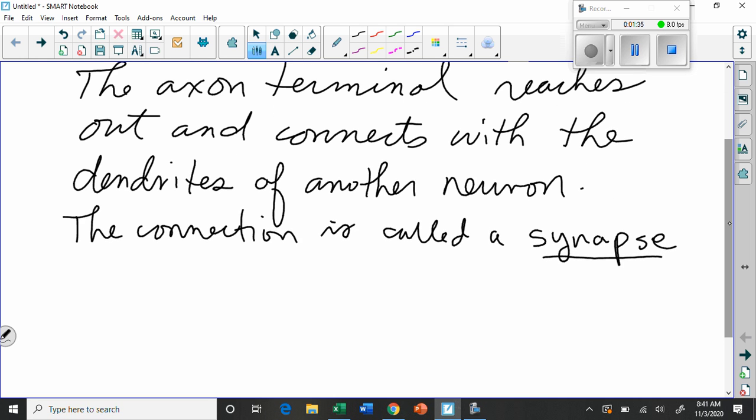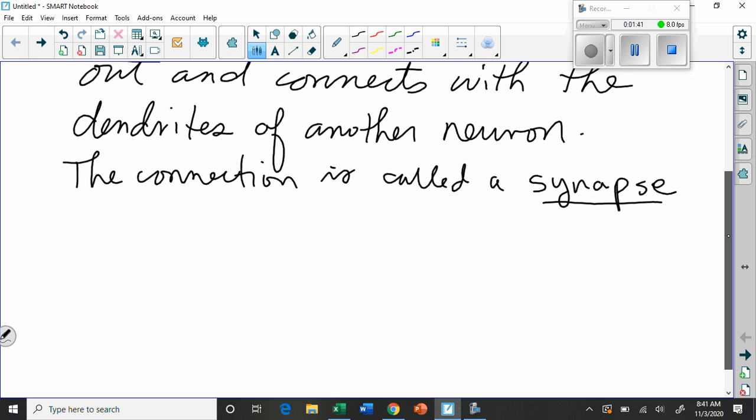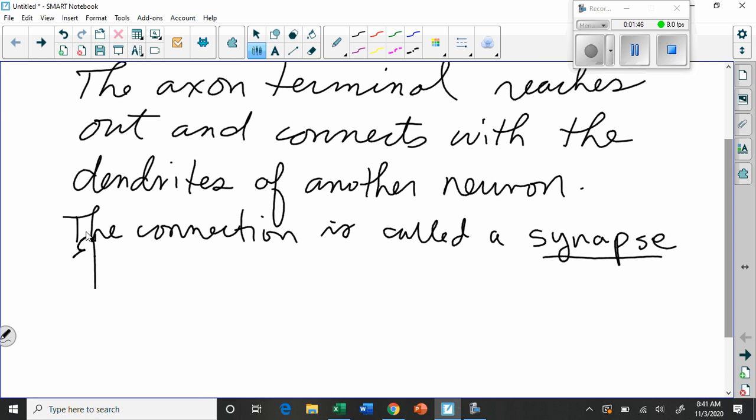There's basically two types of synapse. There's a chemical synapse and there's an electrical synapse. So let's talk about the electrical synapse first.